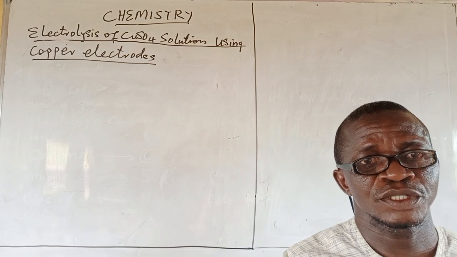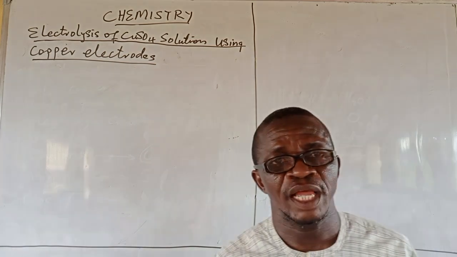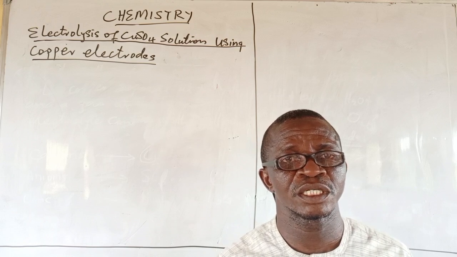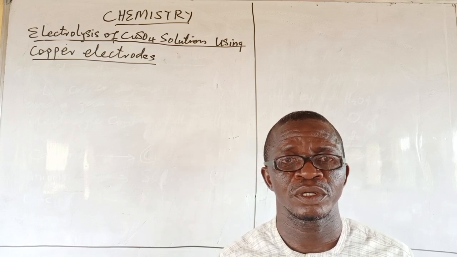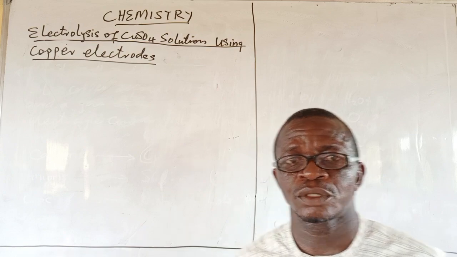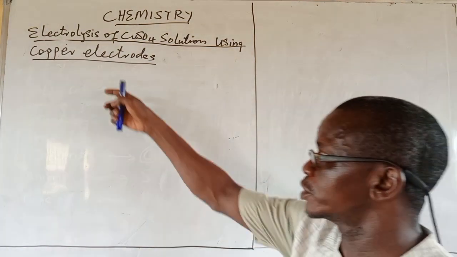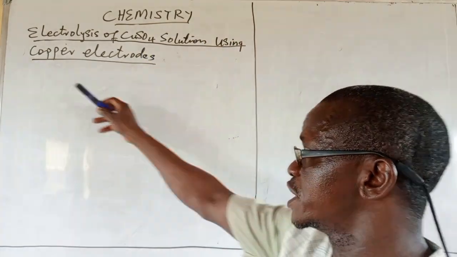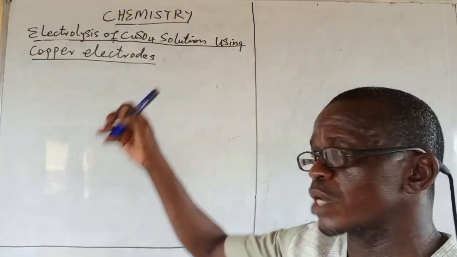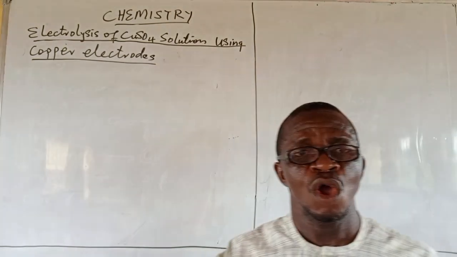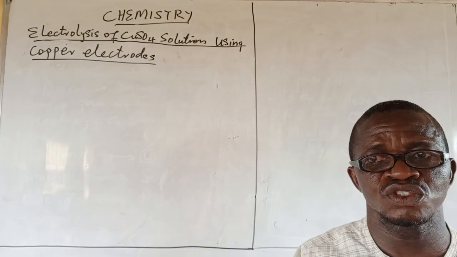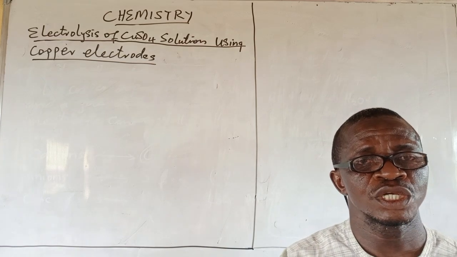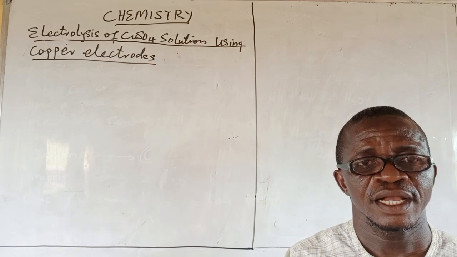In our last class, we talked about electrolysis of copper(II) tetraoxosulphate(VI) using platinum or carbon electrode. Now, today we want to talk about electrolysis of copper(II) tetraoxosulphate(VI) solution using copper electrodes. We are changing the electrode to copper. Now, we are going to see what will be the product at the anode and the product at the cathode.